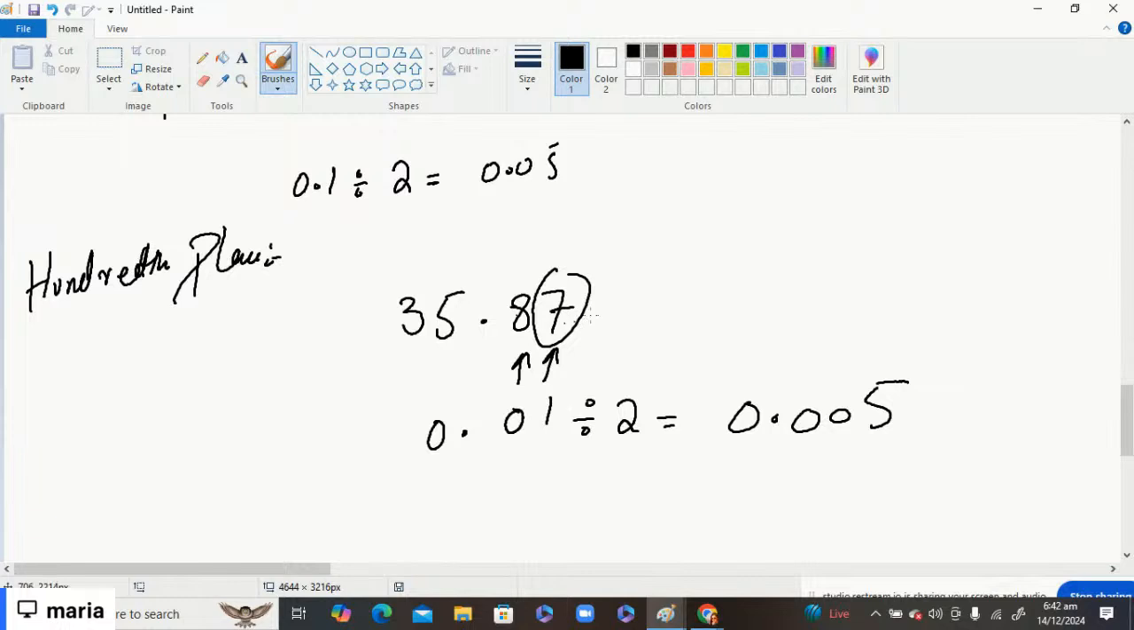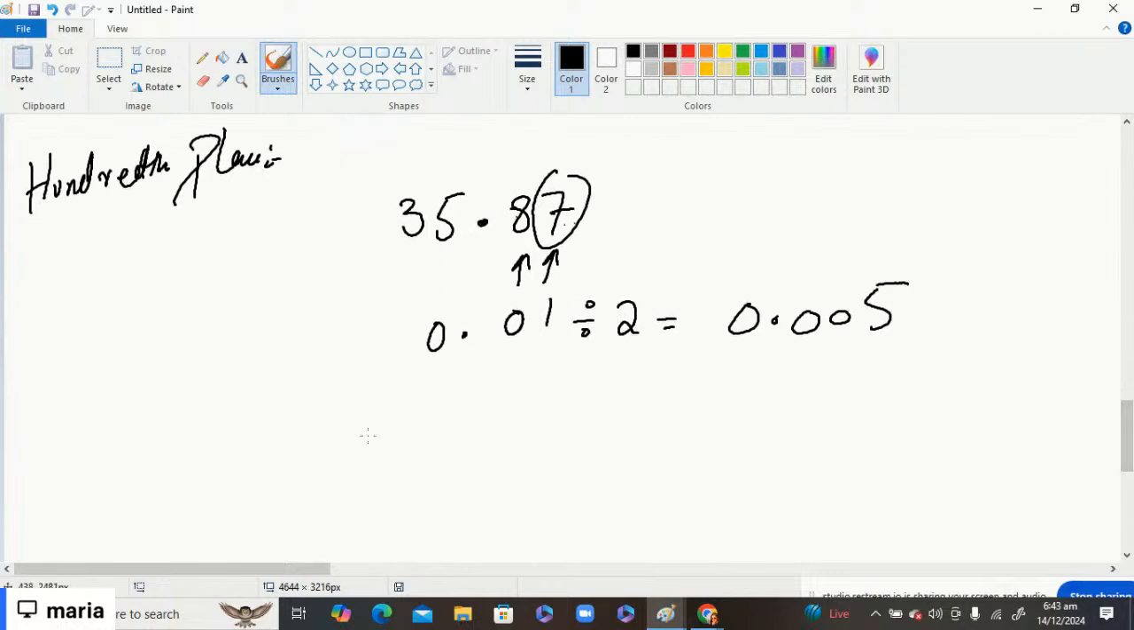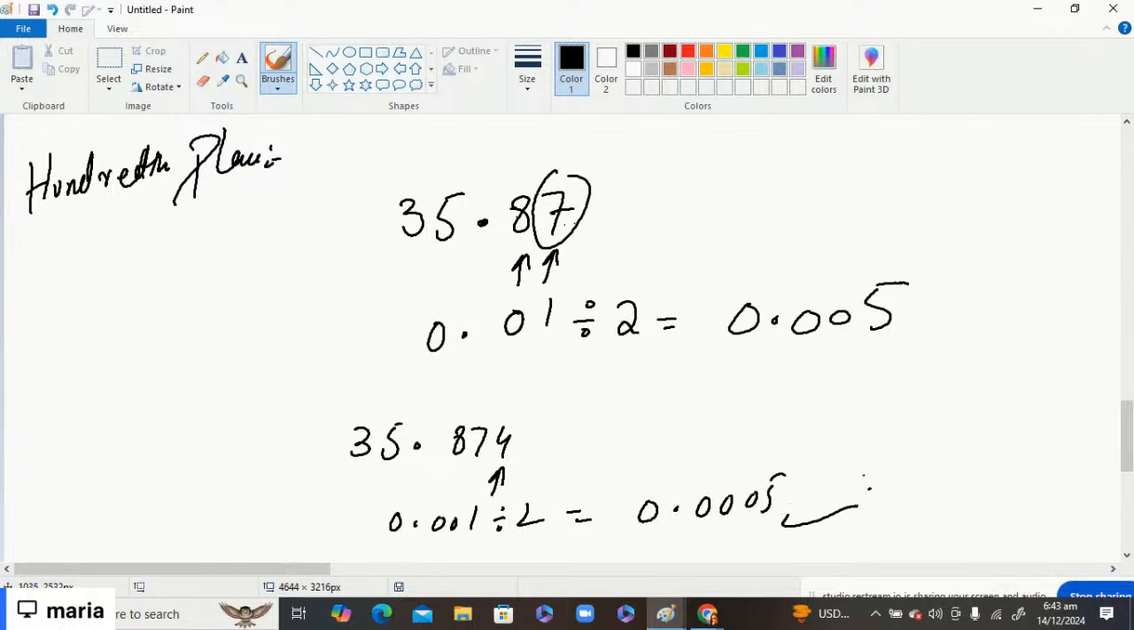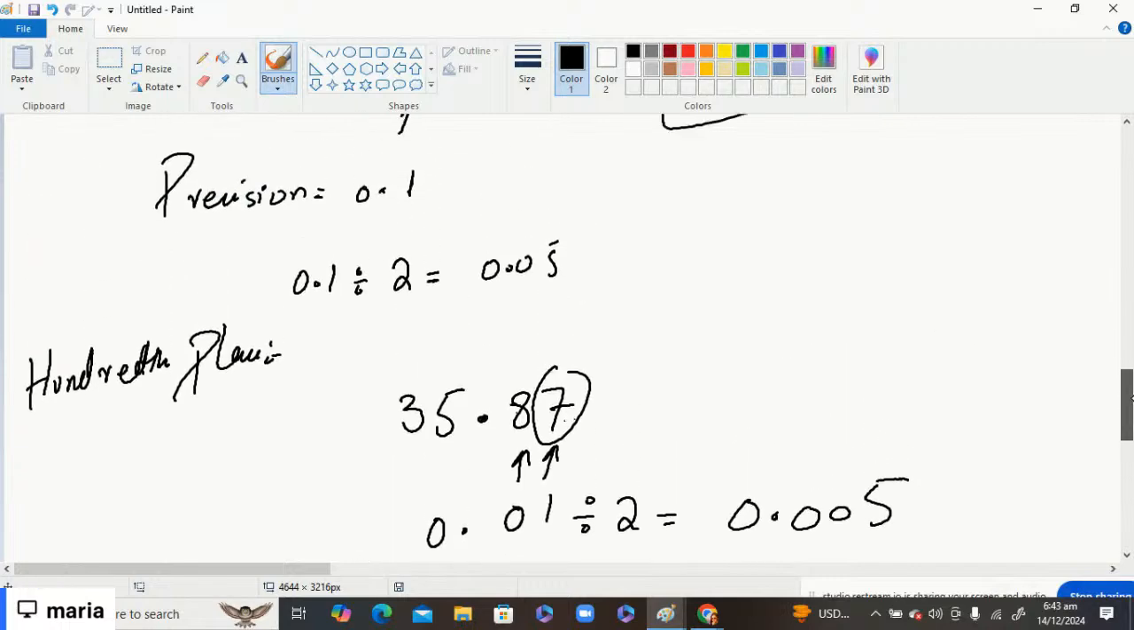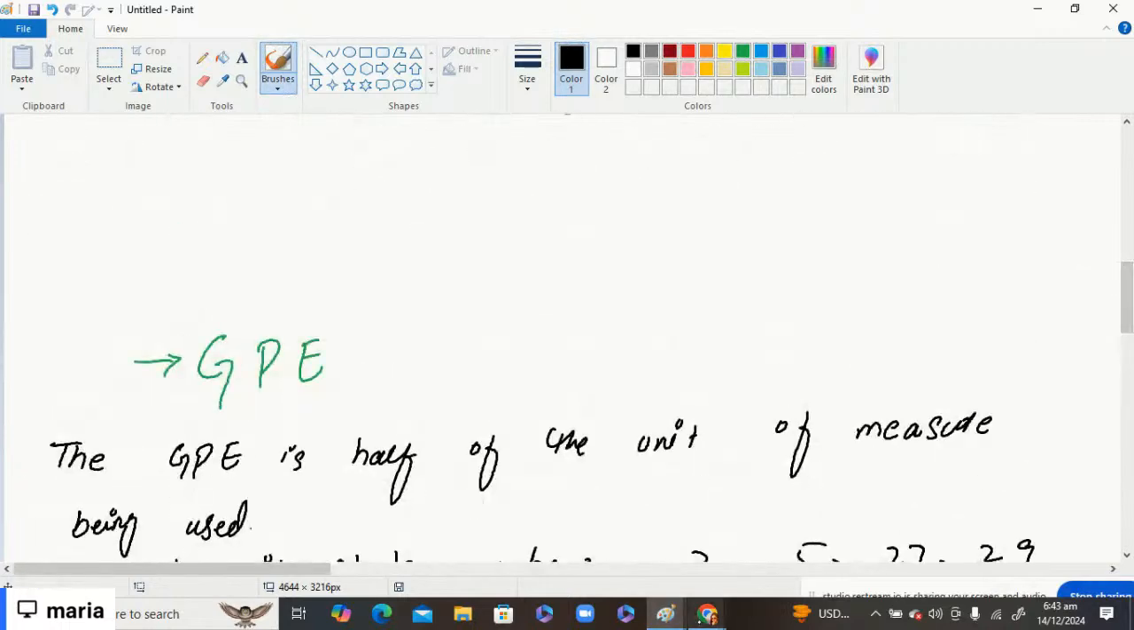If more digits are involved, you move it in the same way. For example, 35.874. You are interested in the 4, so it's 0.001 divided by 2, and you get the answer 0.0005. This is the greatest possible error. Understand? Hope you guys understand this lesson.